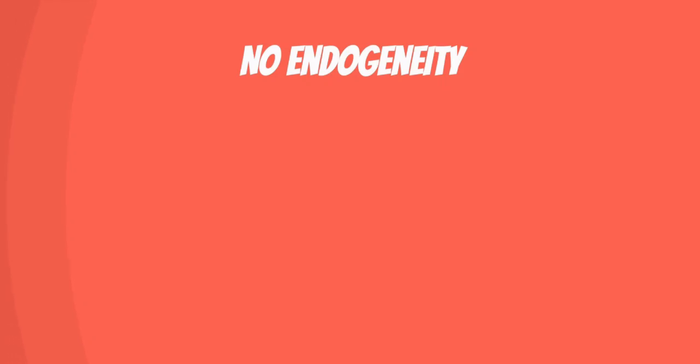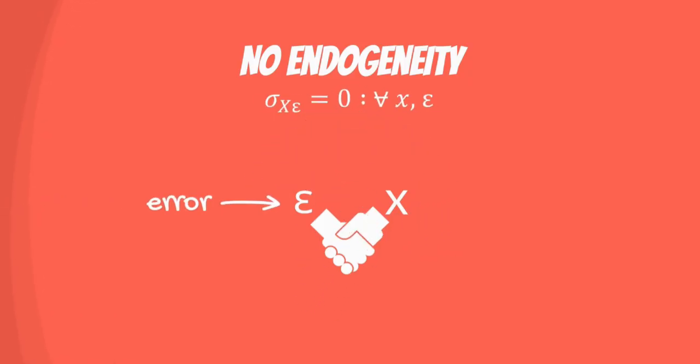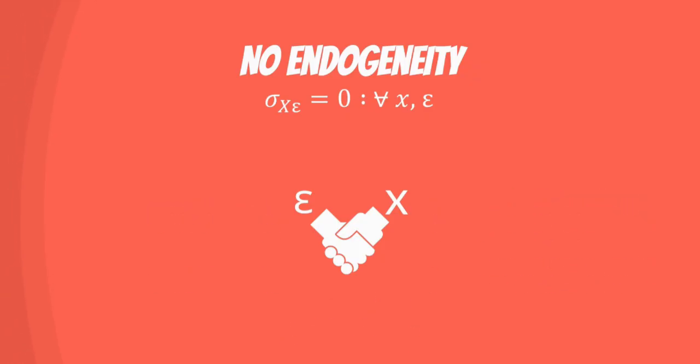All right. The second assumption is the so-called no endogeneity of regressors. It refers to the prohibition of a link between the independent variables and the errors, mathematically expressed in the following way. Think about it. In this case, the error, thus the difference between the observed values and the predicted values, is correlated with our independent values.